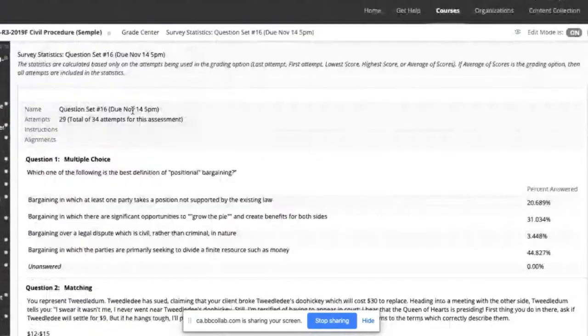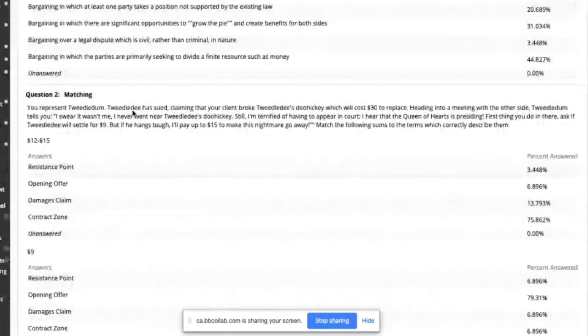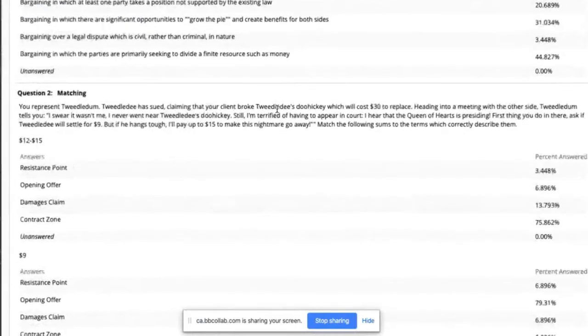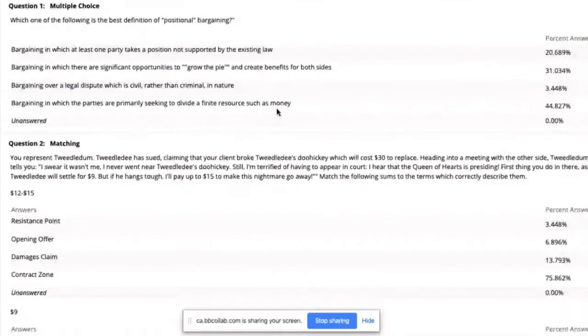I think we'll do these participation questions mostly as we go. This one maybe we should talk about, this Tweedledum business here. So this is all about the different terms that are used when we're talking about positional negotiation, right? Positional negotiations being those in which the parties are typically just trying to divide some fixed and finite pool of resources, or at least they act like they are, right?